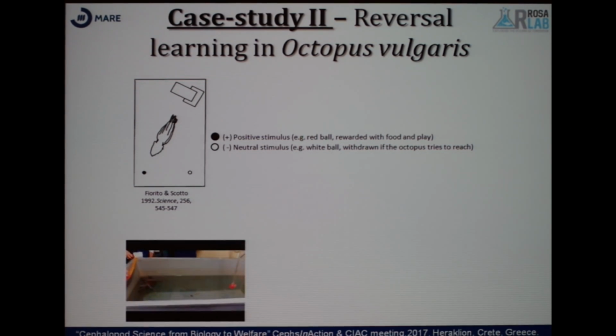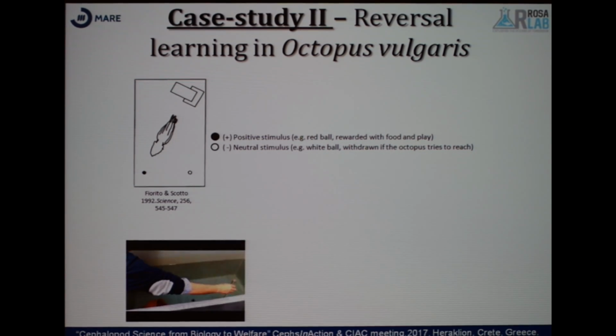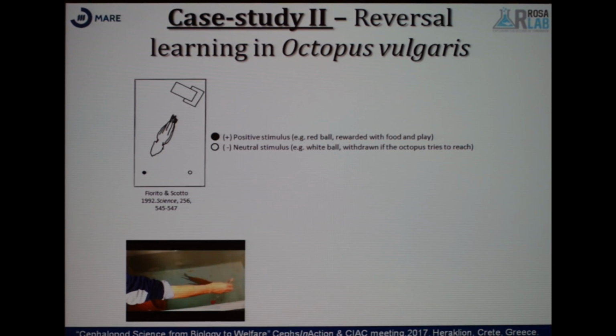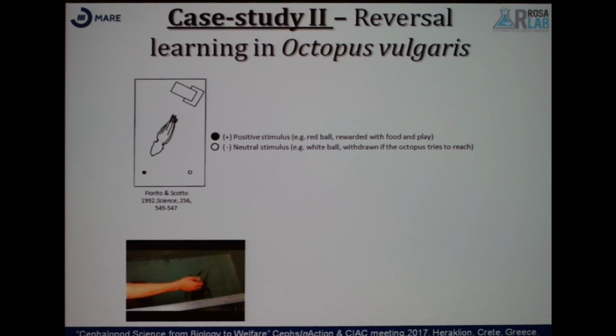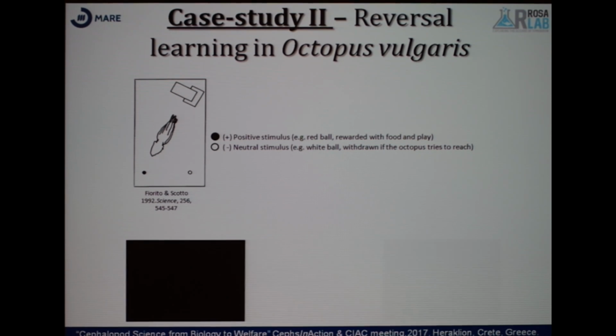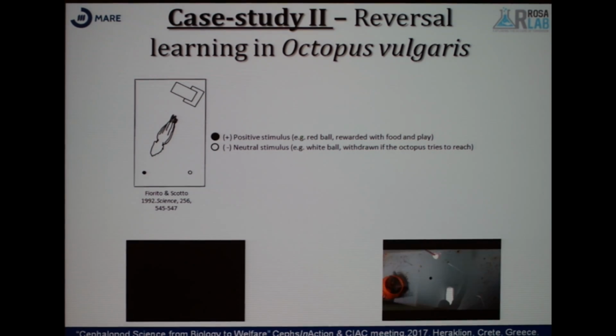I have here 2 videos. This one is a positive stimulus. These videos were made during the training school at Officinalis in Barcelona, so I have to thank everyone there. So this was the response. This one you don't see quite well, but the octopus is there behind the arm, and you only see a slight arm extension. The octopus doesn't go to the stimulus because it was preconditioned.